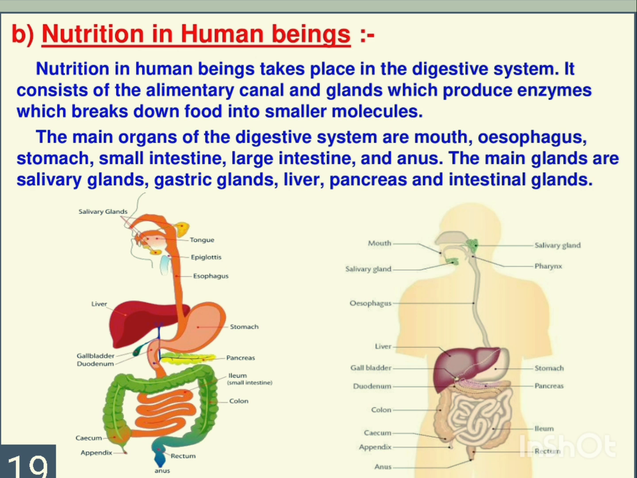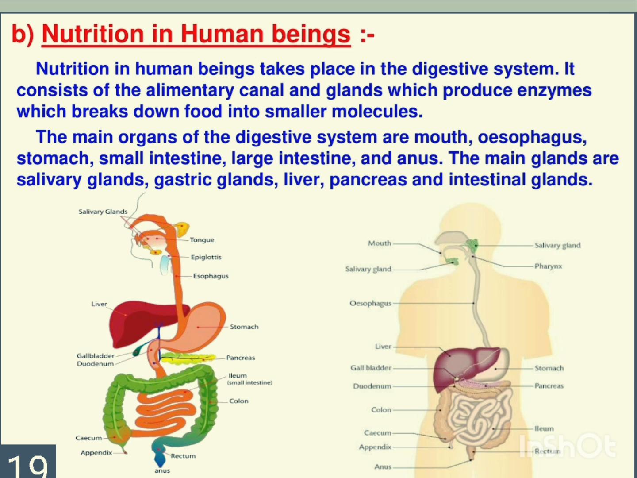A digestive system contains an alimentary canal and glands which produce enzymes that break down food into smaller molecules. The main organs of the digestive system are the mouth, esophagus, stomach, small intestine, large intestine, and anus. The main glands are the salivary glands, gastric glands, liver, pancreas, and intestinal glands. These all come under the digestive system.